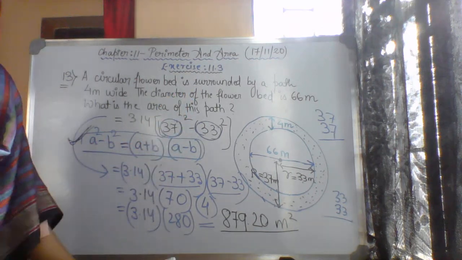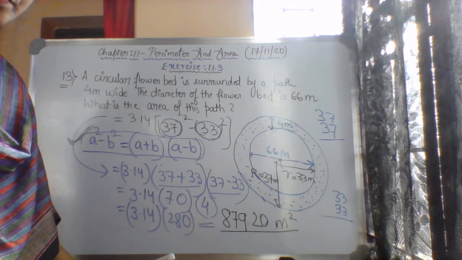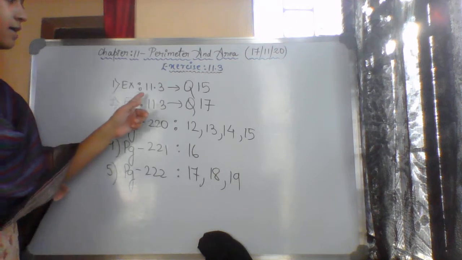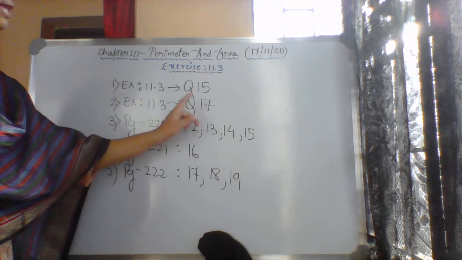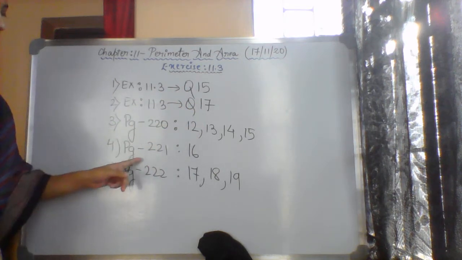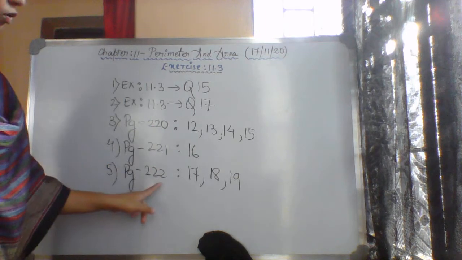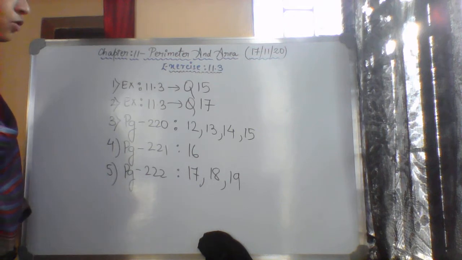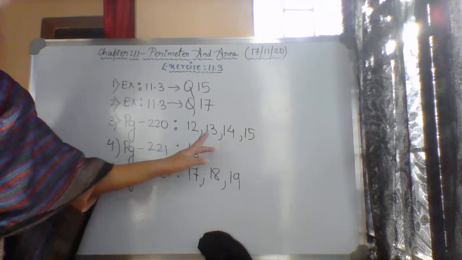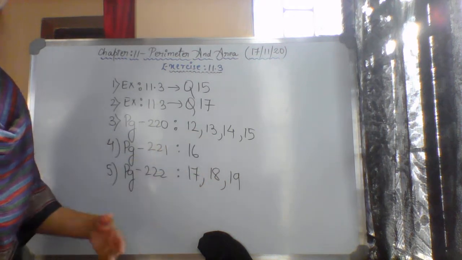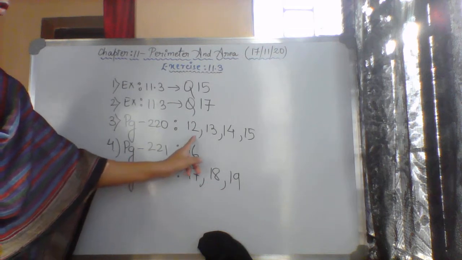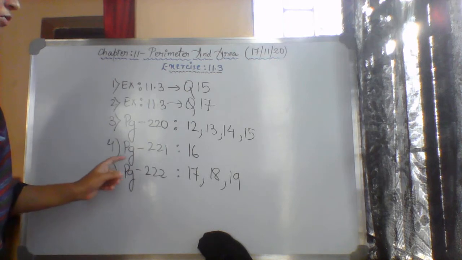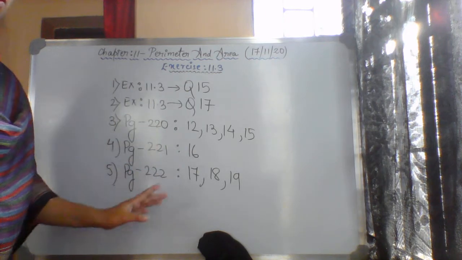Okay, so now a few homework for you. Do exercise 11.3 questions 15 and 17, pages 220, 221 and 222. A few very short questions, direct formula based, so you can do them very quickly. Try to do them for practice only. Questions 12, 13, 14, 15 are present as examples, you do them by yourself. Okay, so this is your homework.